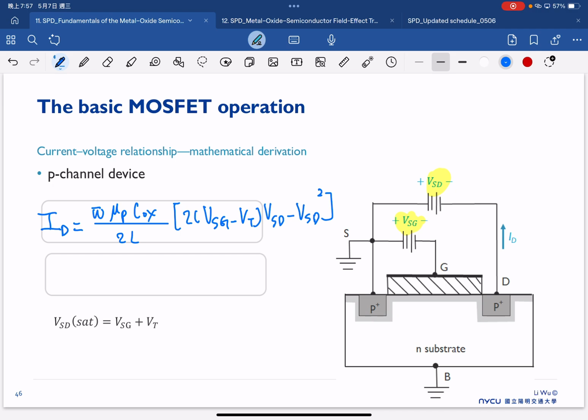And the same, we have the saturation, which is exactly the same as the previously derived saturation for the NMOSFET, where we have a W. Now we just replace it with the hole mobility, over 2L, VSG minus VT here. So that's our saturation and linear current equations.